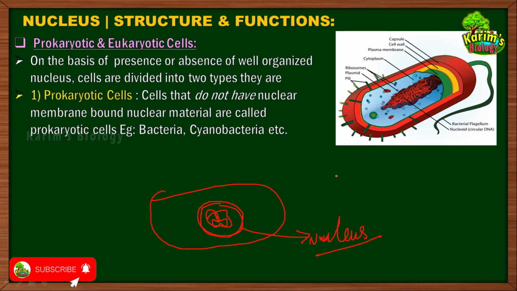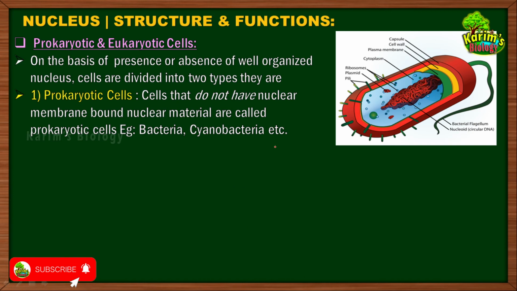Okay, so basing on this, whether the nucleus is well organized or not in a cell, there are two types of cells. The first category of cells are called prokaryotic cells. So what are prokaryotic cells? Prokaryotic cells are the cells that do not have nuclear membrane bound nuclear material. Very clear. Prokaryotic cells are the cells that do not have nuclear membrane around the nuclear material. So an example for this is bacteria and cyanobacteria.